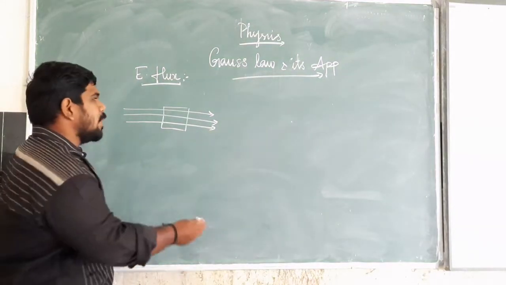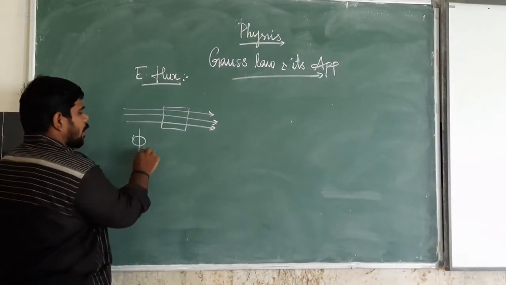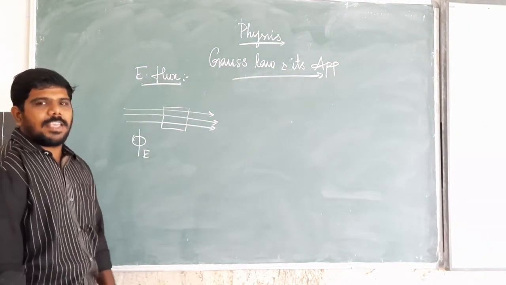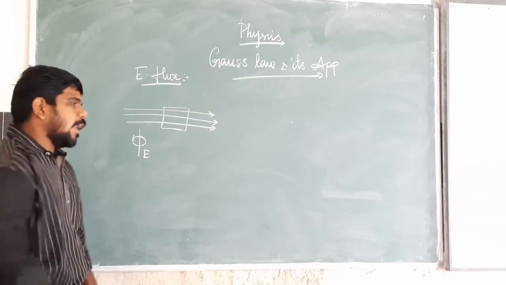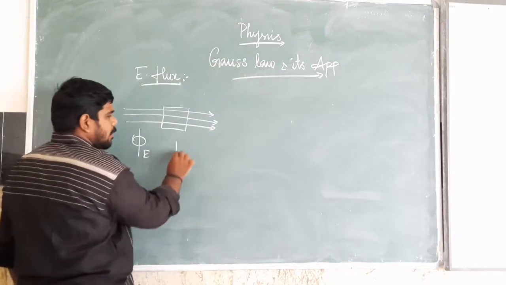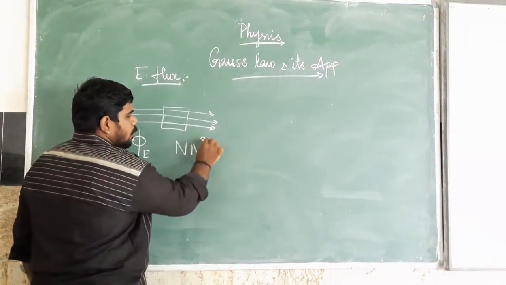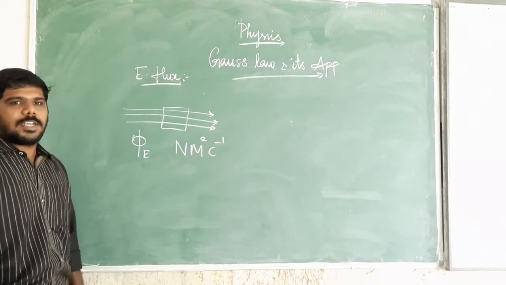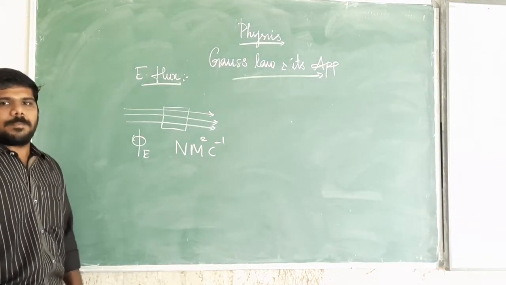The electric flux is represented by the Greek symbol phi E. And the unit of electric flux? The unit of electric flux is Newton meter square per coulomb.